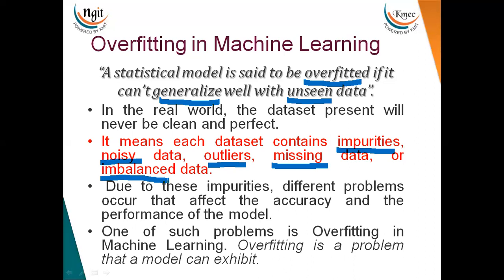So these are the impurities that exist in your data set, and because of which your model is not giving proper accuracy for unseen data. In the testing phase, your model is not performing well. It is performing well in the training phase.